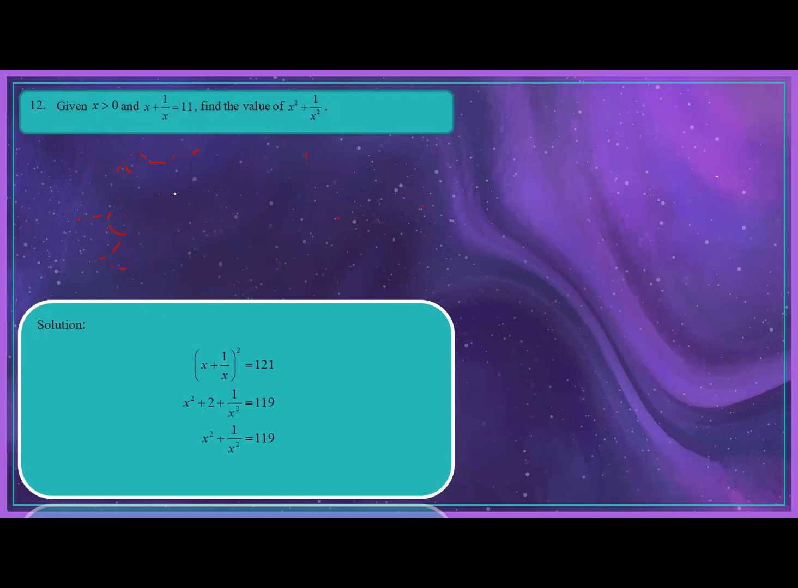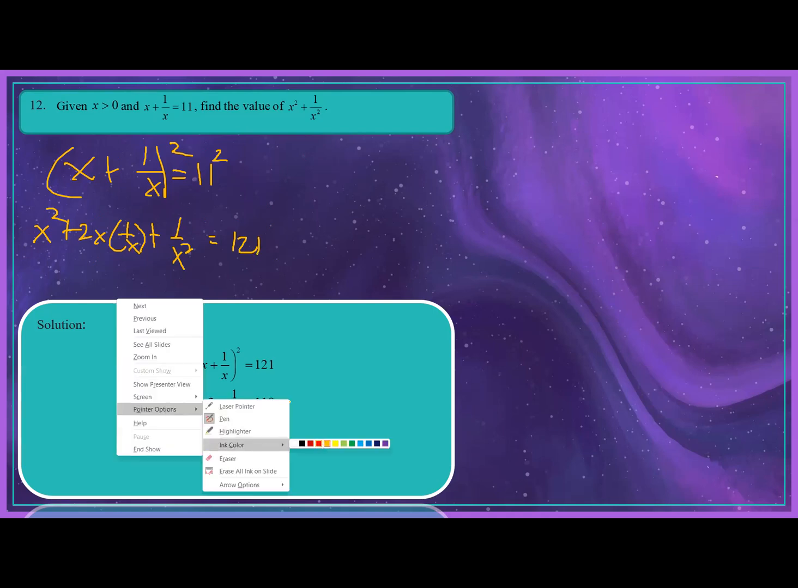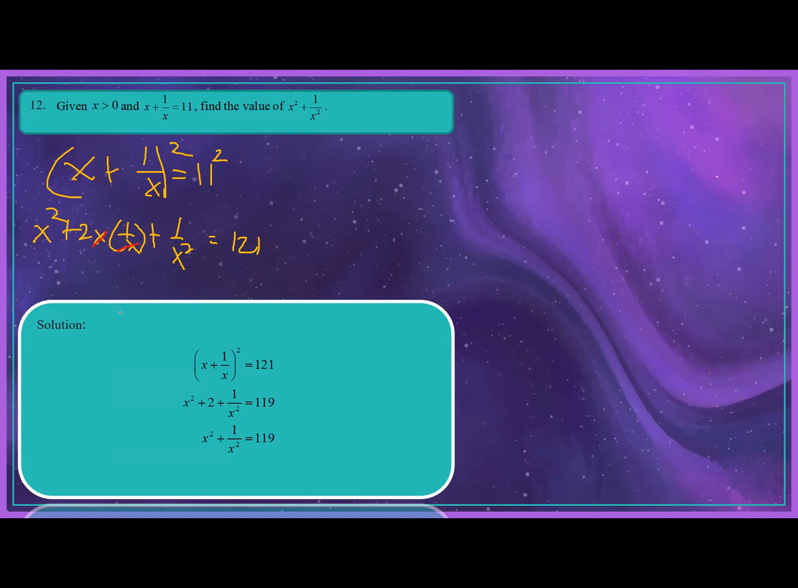Number 11. Given x is greater than 0 and x plus 1 over x equals 11, find the value of x squared plus 1 over x squared. Here we square both sides. We have x squared plus 2 times x times 1 over x, plus 1 over x squared equals 121. The x cancels, and we proceed. So basically 119.